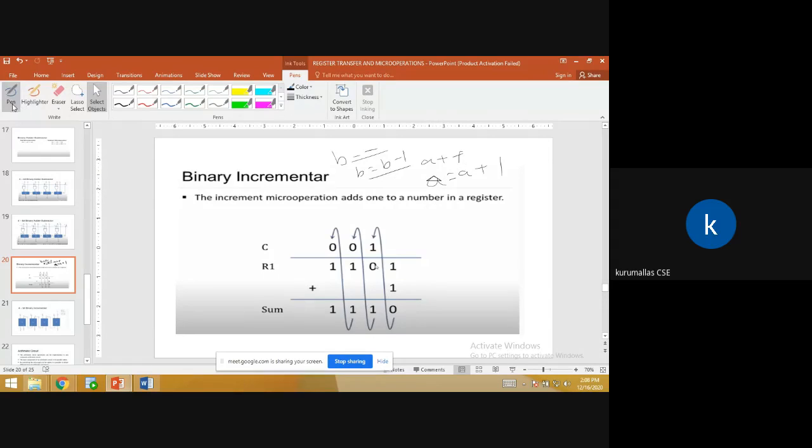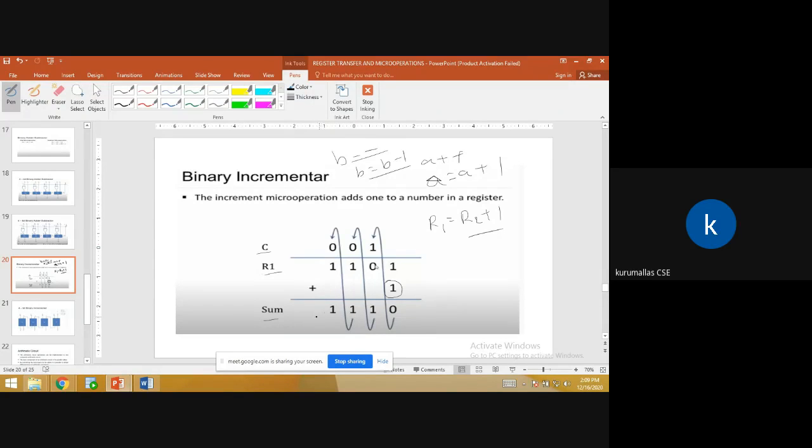In the binary incrementer, R1 equals R2 plus 1 is the binary increment. Consider R1, where one column is the carry and the other is the sum. Take R1 as 1101, the register R1 information. If you add 1, the result is 110 with carry 1 and sum 101. The sum of these two gives 10, so the carry is 0, which is forwarded to the second bit. The sum 01 means 1. This 1 is replaced here, and again 0 is forwarded to the next binary digit.